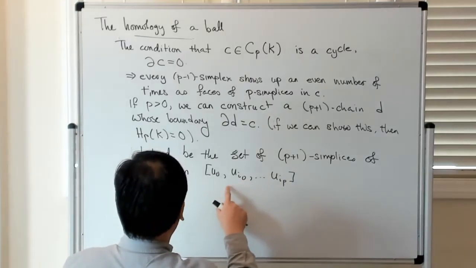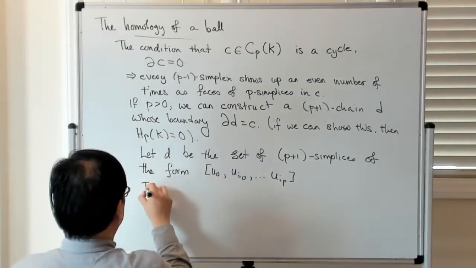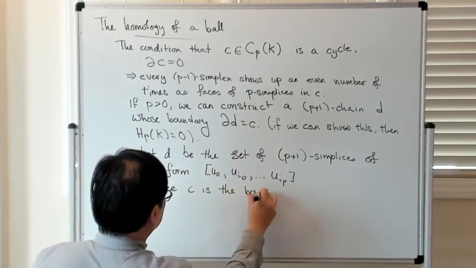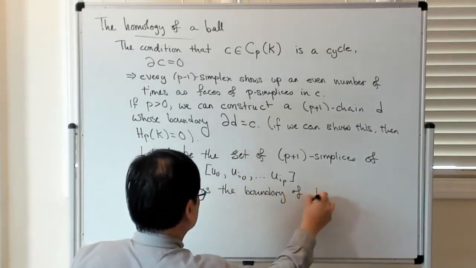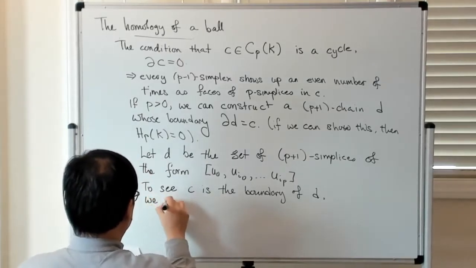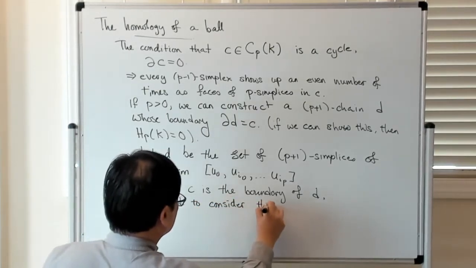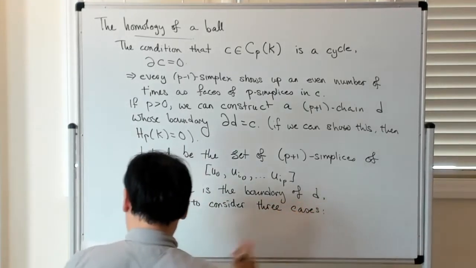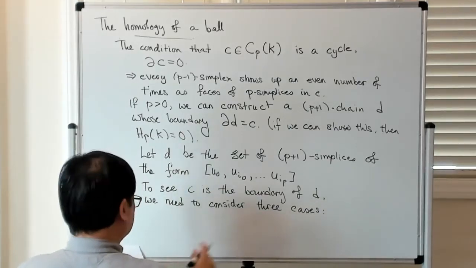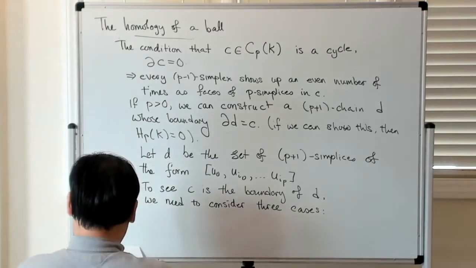So to see that C is the boundary of D, what I do is the following. We need to consider three cases, if you will, which have to do with these three types of P faces of simplices in D.